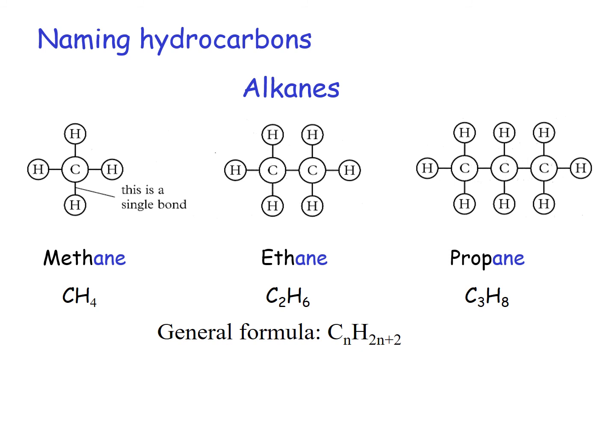Okay, so hopefully we've had a go at doing butane. You should have 4 carbons joined together, and then going around the outside, you're going to end up with 10 hydrogens.